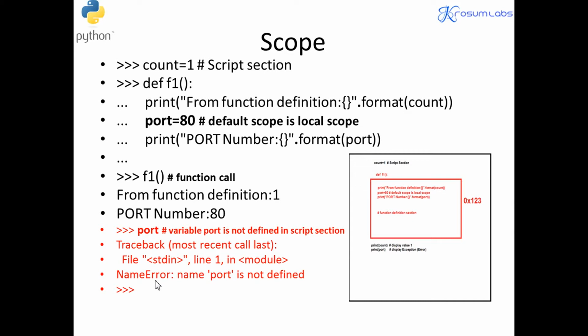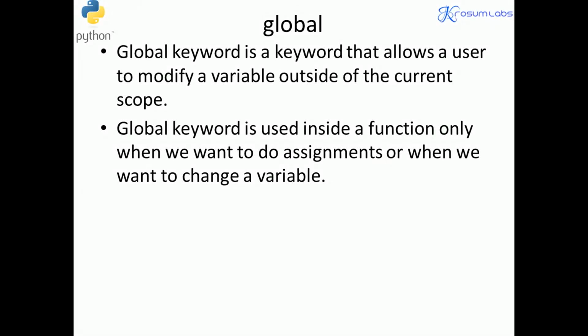Okay, so understand the scope concept. Next, if you want to access it outside, there is a keyword called global. See the term global. Global means it is accessible outside, so we can change the value. The global keyword we can use only inside the function, not outside. Once you put global followed by a variable, that variable is accessible in the current block and nested blocks, and outside the function.